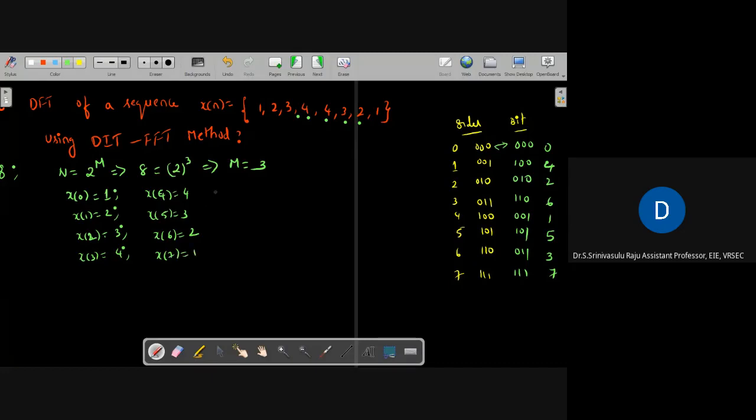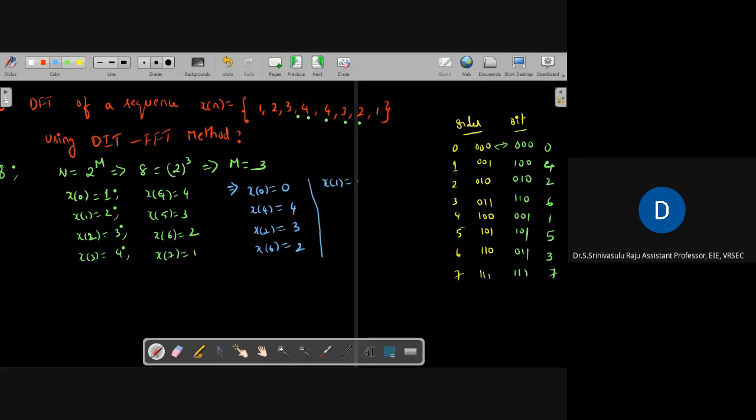Okay, but we have to pass the values using bit reversal. That means first value will be x of 0, and second value will be x of 4. So what is the value of x of 4? 4. And next value will be x of 2. So what is the value of x of 2? 3. And next value will be x of 6. What is the value of x of 6? 2. And further next value will be x of 1.